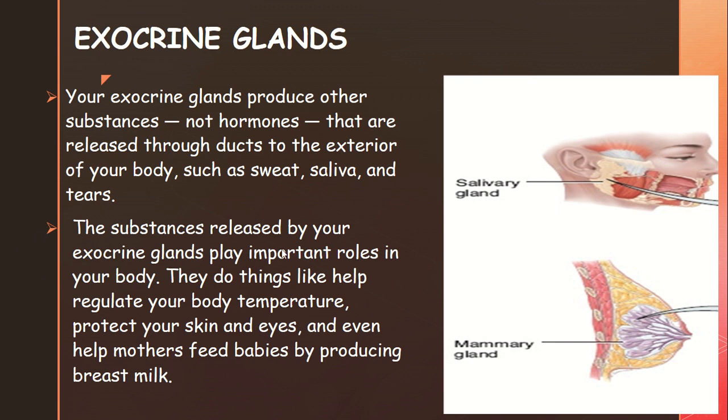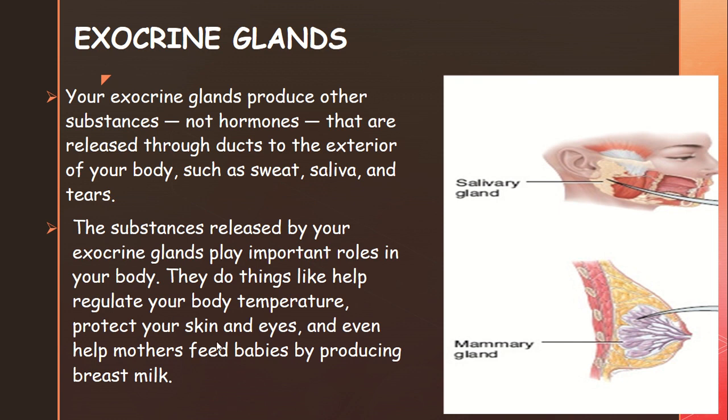The substances released by your exocrine glands play an important role in your body. They help regulate your body temperature, protect your skin and eyes, and even help mothers feed babies by producing breast milk. The main thing exocrine glands do is regulate your body temperature, and this happens through sweat. It helps maintain the temperature of your body and protect your skin.